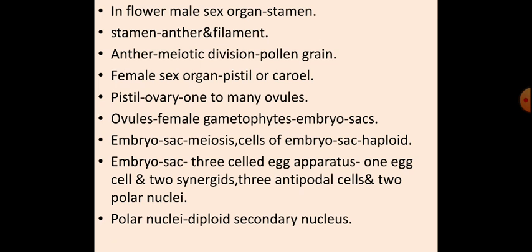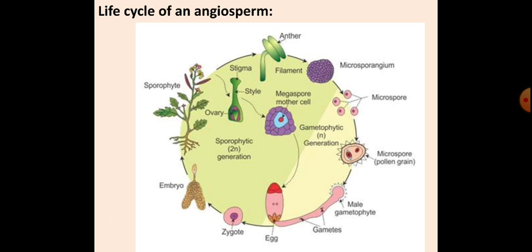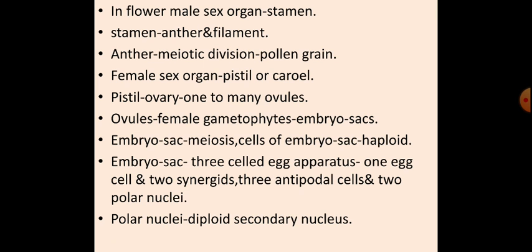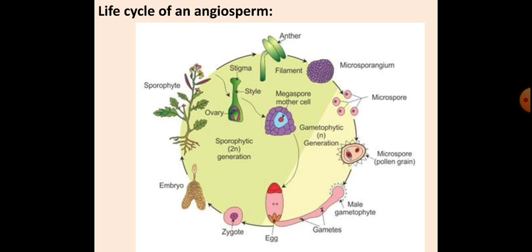So coming to the life cycle, the male sex organ in a flower is the stamen, and each stamen consists of anther and filament. If you see the diagram, you can see the stamen here, anther and filament. See the first one, anther and filament, the green colored one.